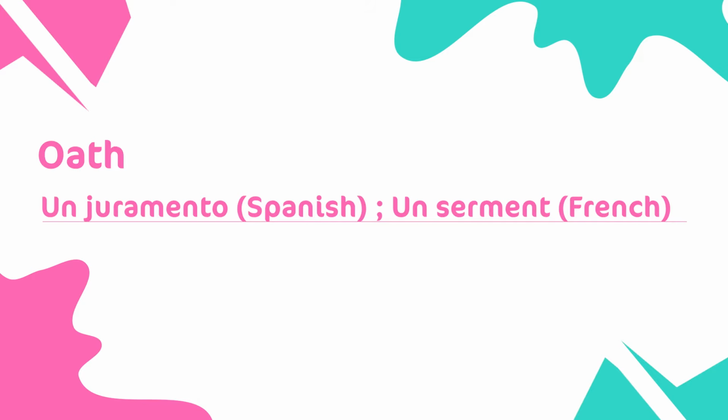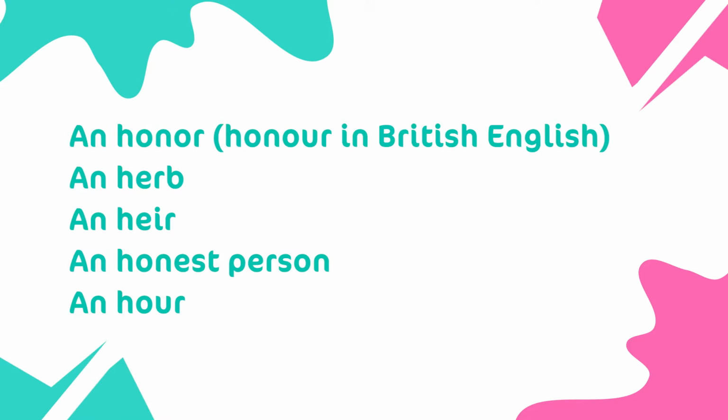We'll now move on to some words that start with the letter H that require special consideration. The words honor, herb, air, honest, and hour all begin with an H, but we omit the H sound. These words therefore have an initial vowel sound. In the case of honor, honest, and hour, they have an initial O sound. For herb, it has an E sound. For air, it has an initial A sound.